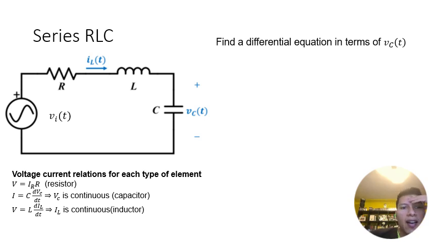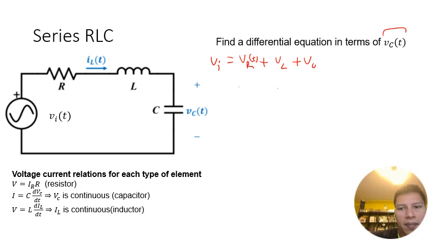Okay, so let's look at our RLC circuit. This should be familiar, as we derived the equation for this particular circuit in the previous sub-lecture. We want to find a differential equation in terms of Vc. We know that Vin has to be equal to Vr plus VL plus Vc. That's just KVL.